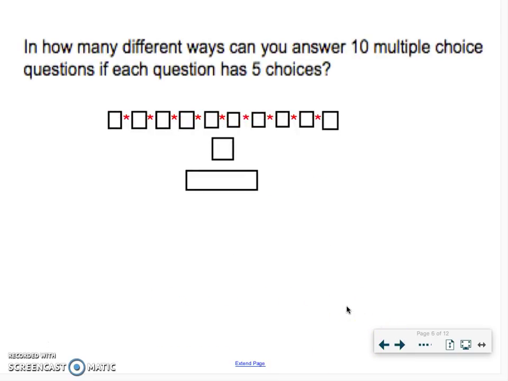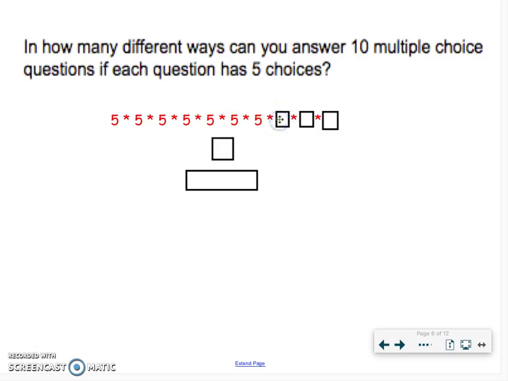Next, in how many different ways can you answer 10 multiple choice questions if each question has 5 choices? So basically we have 10 different questions, all that have 5 different answers apiece. So to solve this one, we have 5 choices for the first question, 5 choices for the second, 5 choices for the third, for the fourth, for the fifth. So all 10 questions have 5 options.